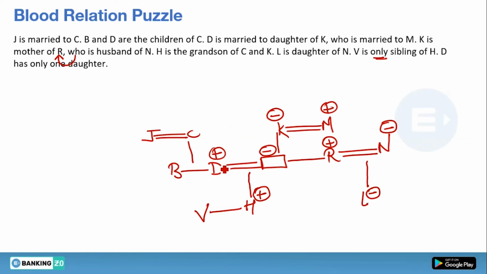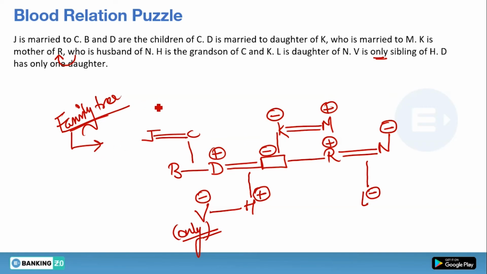D is over here and he has only one daughter. D has one son, that is H, and we automatically become female because D has only one daughter. Okay, so this complete diagram is known as a family tree. That's what we have drawn by reading the puzzle. Okay, now let's move to the questions.